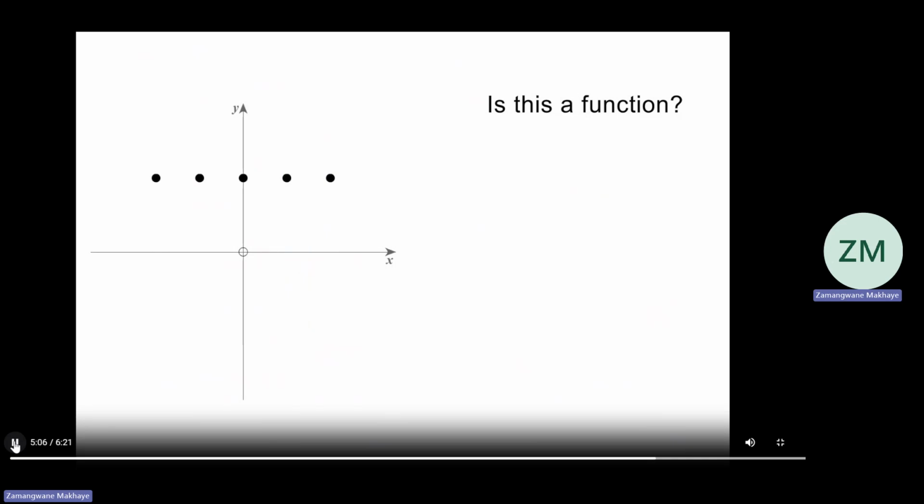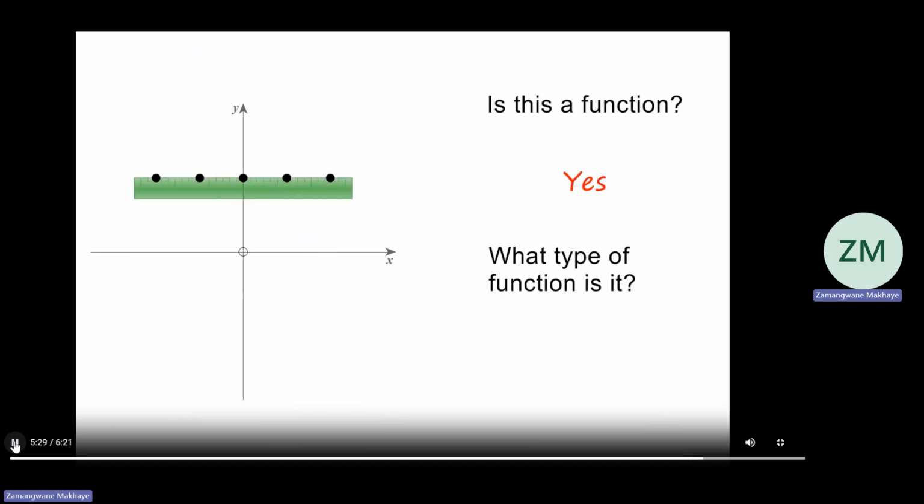In the next example, we are given a graph made up of 5 separate points. Is this a function? If we use the vertical line test, it is clear that the ruler will only ever go through one point at a time. So yes, it is a function. But what type of function is it? If we use the horizontal line test, it is clear that the ruler passes through all the points at the same time. This is therefore a many-to-one function. Please pause the lesson if you need to.